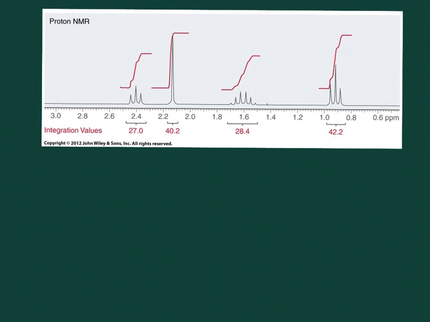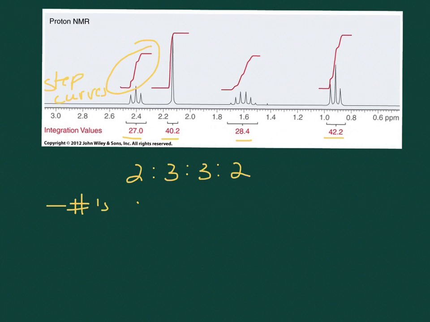If we look here at this NMR spectrum, we can see the integrations in red. These integrations are shown as step curves. Now, although the numbers are not exact, we can see that the peaks are in a ratio of 2 to 3 to 3 to 2. Now, these numbers are only relative.